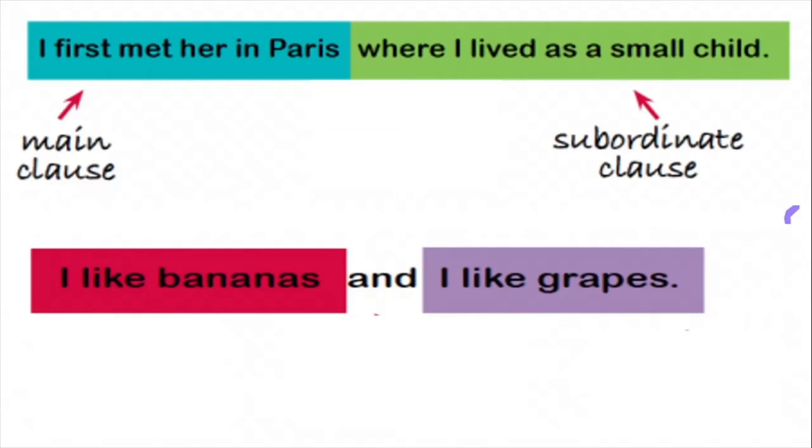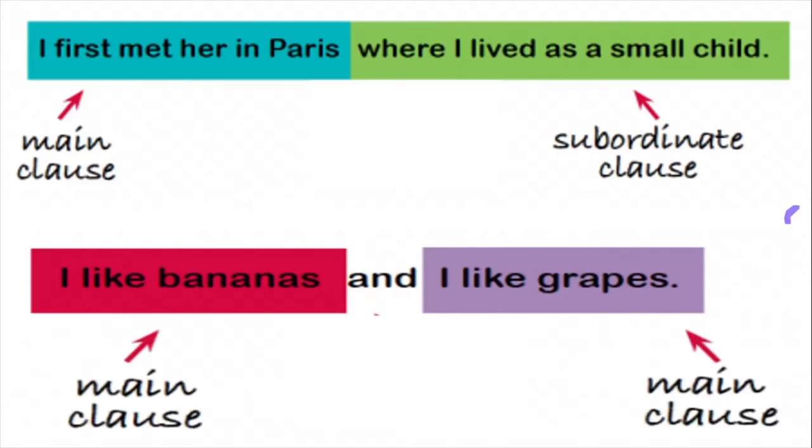Come to the next example. Again, we have two parts in the sentence which are joined together with "and". The sentence is: I like bananas and I like grapes. Look at the first part in pink. I like bananas. Yes, it has got complete meaning. I like bananas means I'm fond of bananas. Look at the second part in purple. I like grapes. Here also it is complete. That means in this particular sentence, there are two main clauses and there is no subordinate clause. So, this can also happen.